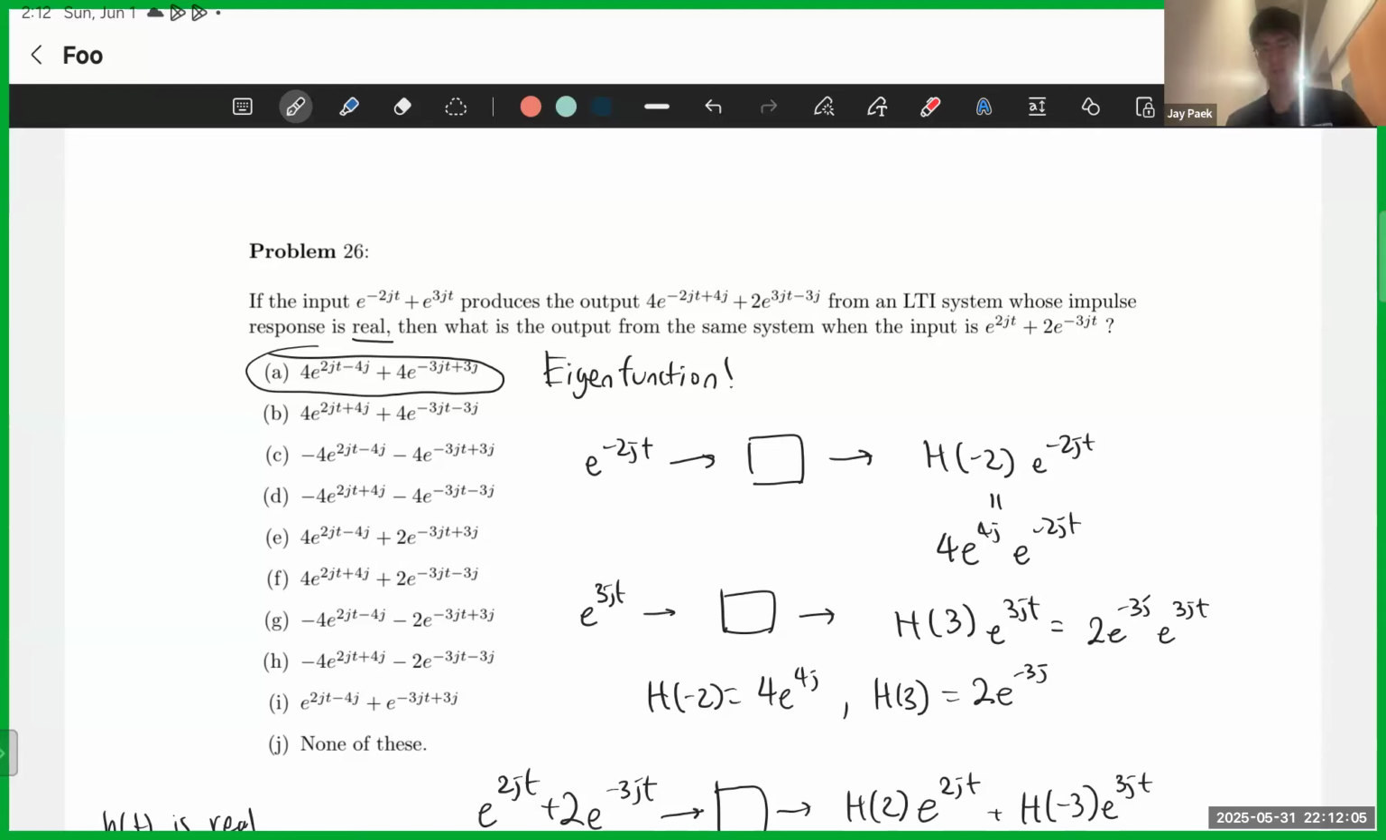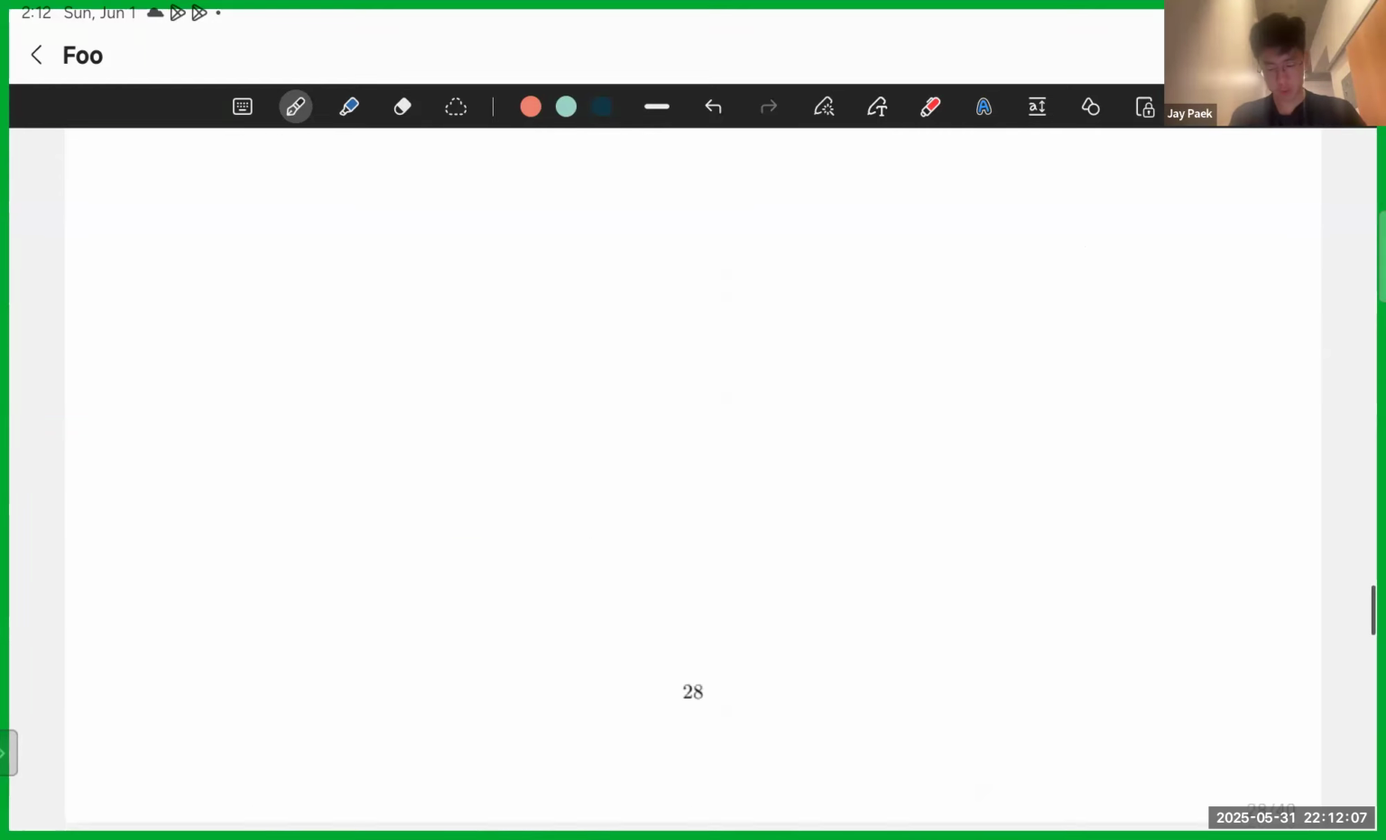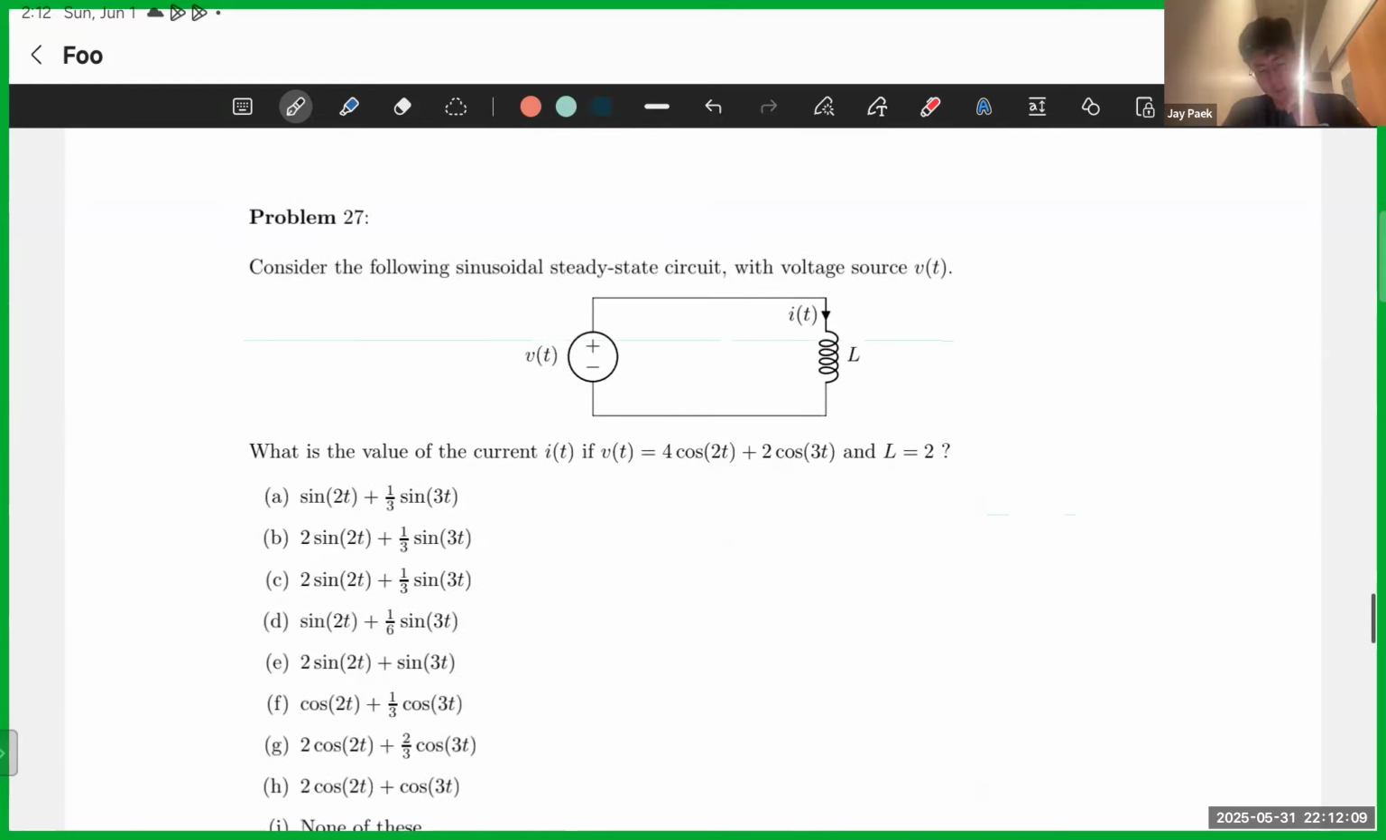All right, next question. Consider the following sinusoidal steady state circuit with a voltage source V of t. What is the value of the current I of t if V of t is that?